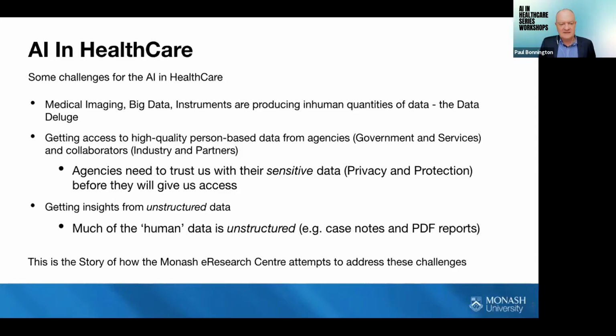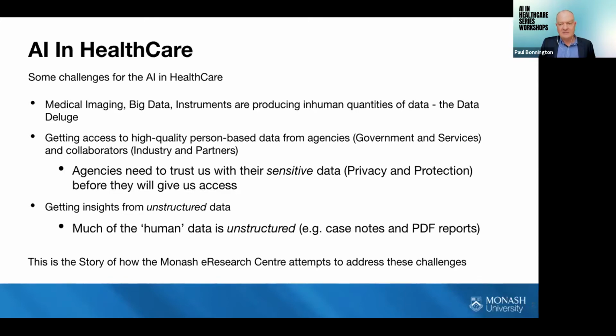The other challenge we face is getting access to high quality person-based data from agencies such as healthcare providers. We have to recognise that in order for AI to work, you need to be able to train it with the very best data. That data is going to be the data that's sitting in these agencies and health services. And so we need to establish these trust relationships with these agencies in order to be able to get access to the data in order to drive the AI machine learning.